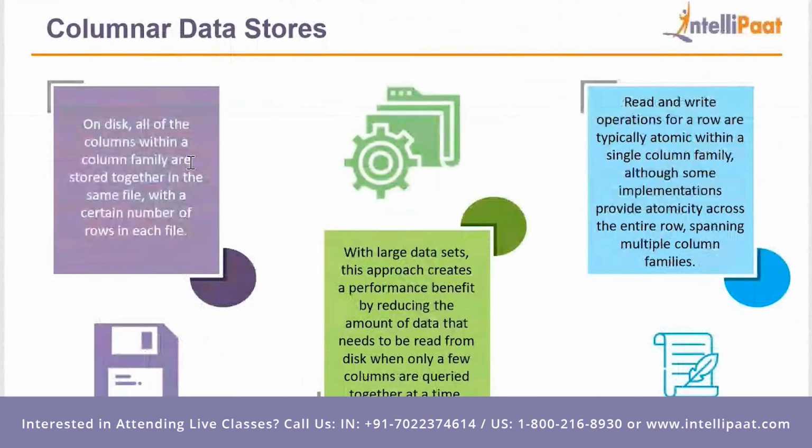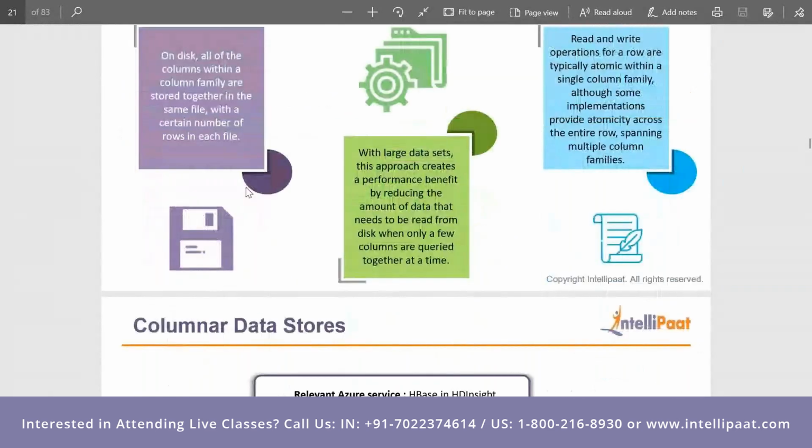So what happens is on disk all of the columns within a column family are stored together in the same file with a certain number of rows in each file. So when we look at how the data is stored, they do not keep the columns in a different disk or in different files. One single file will have all the data. Only thing is columns will be grouped in column families. It's not like they will be stored separately.